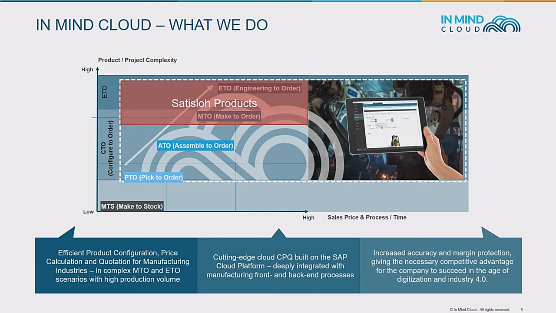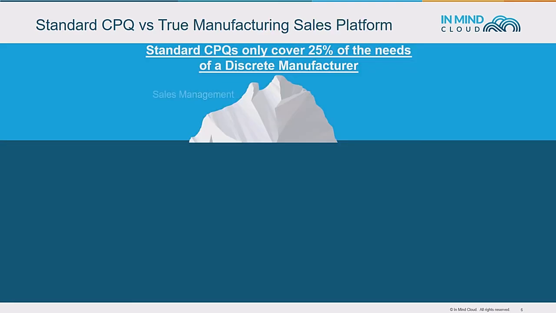So we're very much in this high ETO range that he's talking about, engineer to order. Yeah. As you heard, complexity in manufacturing is not a rare thing. I think it's a standard. But you cannot work with a standard CPQ which only covers 25% of your needs in discrete manufacturing. You need a CPQ which goes a little bit below that.